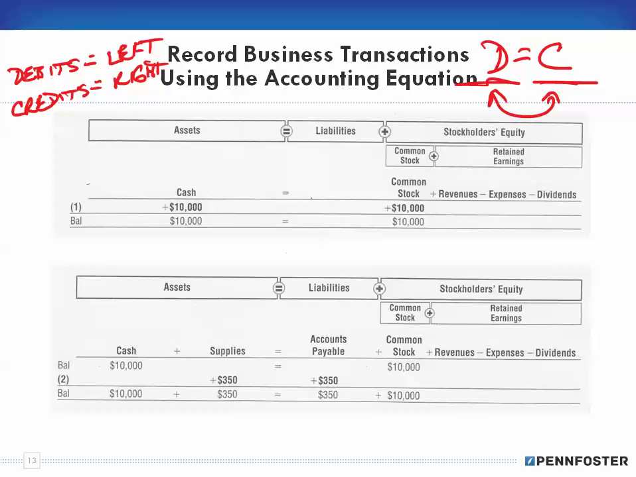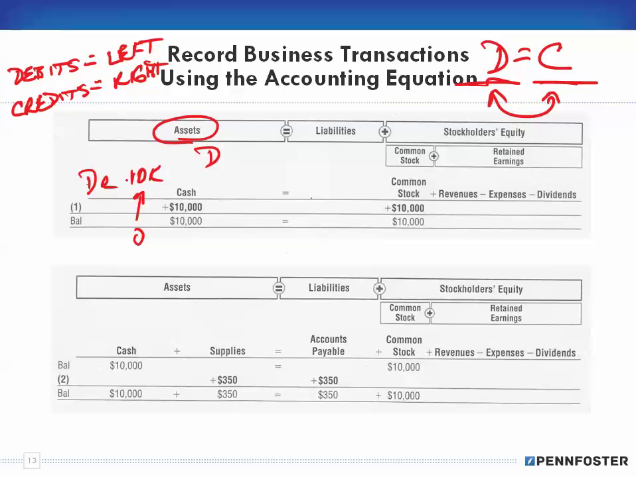So when I want to buy stock and I give the business $10,000 in cash to buy stock, okay, my cash increased from 0 and it went up to 10,000. And I know that that is a debit. Why? Because our assets increase on the debit side. So this has to be a debit of 10,000.